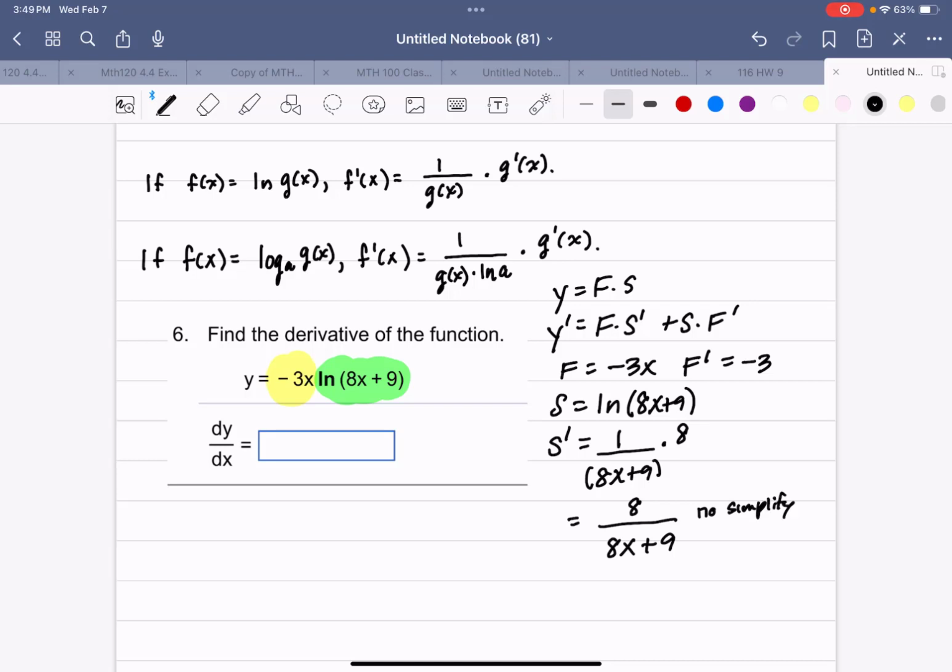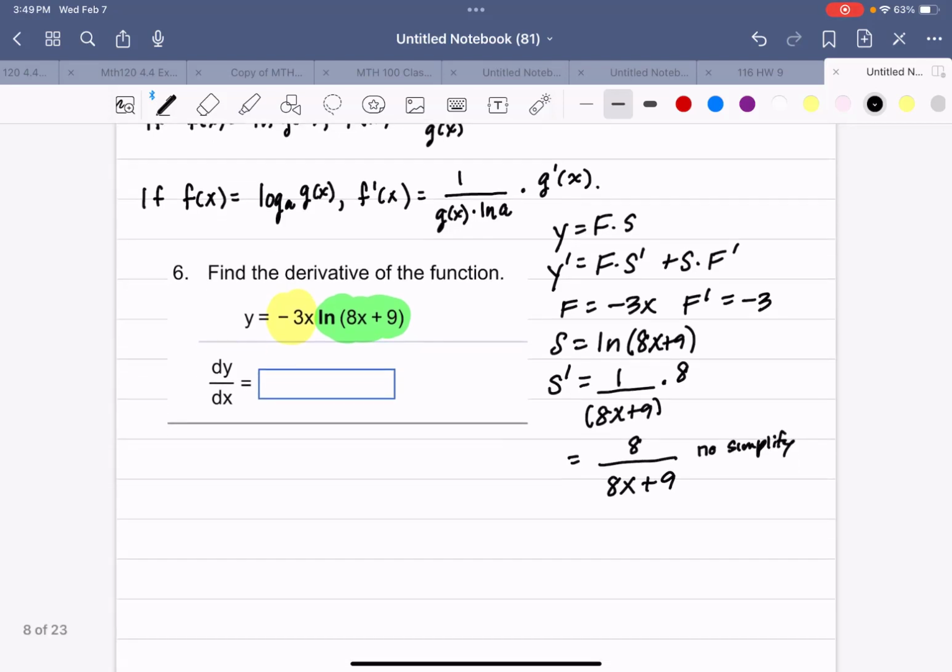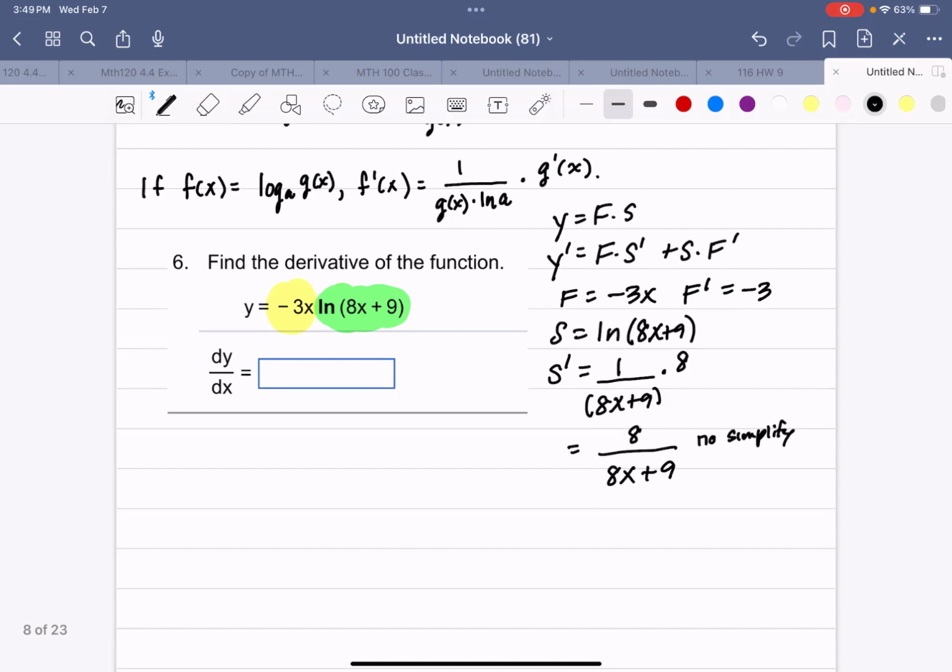It won't simplify. You can't cancel those 8's out. You'll have a problem if you do. So my dy dx is my first, negative 3x, I'm going to keep it in parentheses just to keep them separated, times the derivative of the second, 8 over 8x plus 9, plus the second, natural log of 8x plus 9, times the derivative of the first, which is negative 3.